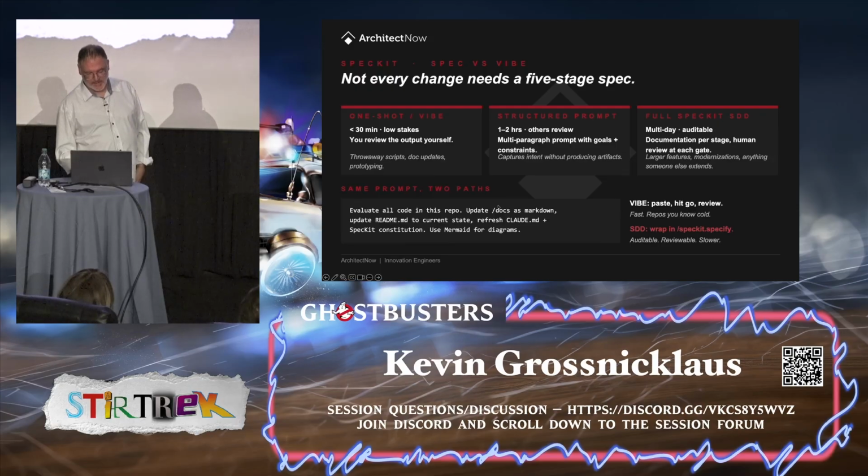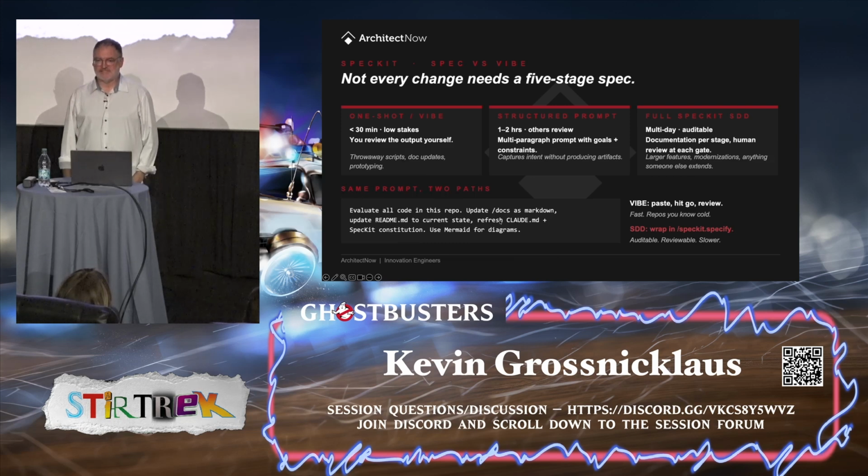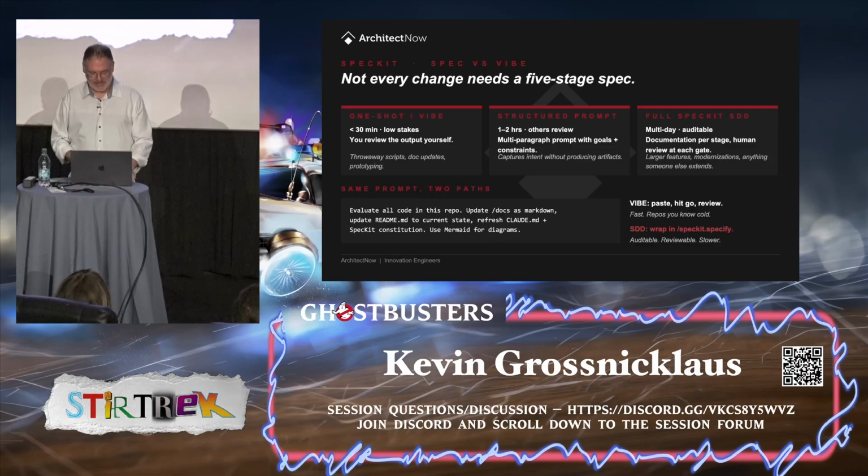Evaluate all code in this repo, update my docs folder as markdown, update readme to current state, refresh CLAUDE.md and SpecKit constitution, use Mermaid for diagrams. Just that one line pasted into Claude Code in a project will do a massive amount of work for you. Do I need to go through the whole spec-driven development process to type that one line in? No, I just type it into Claude Code and it happens.